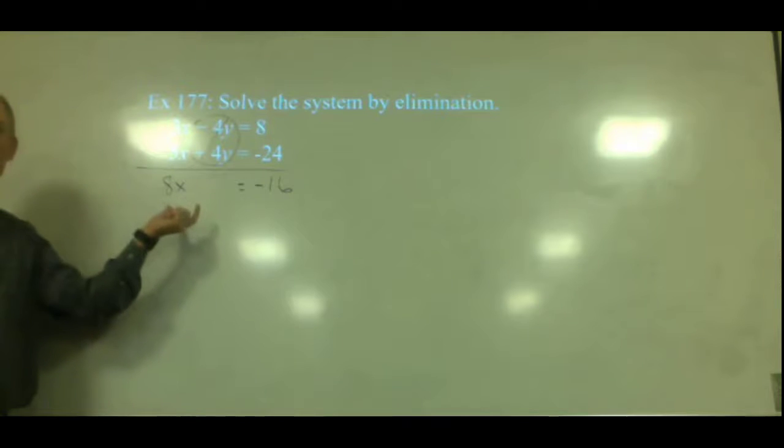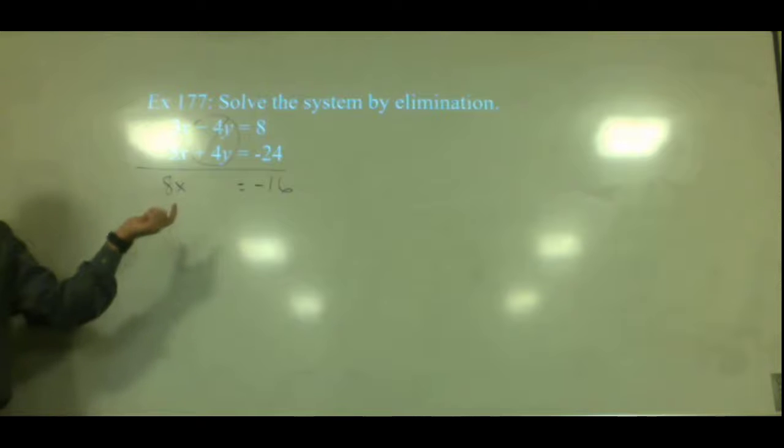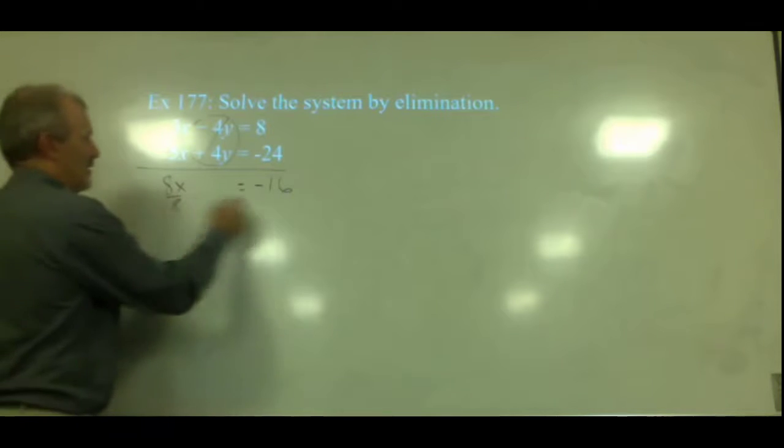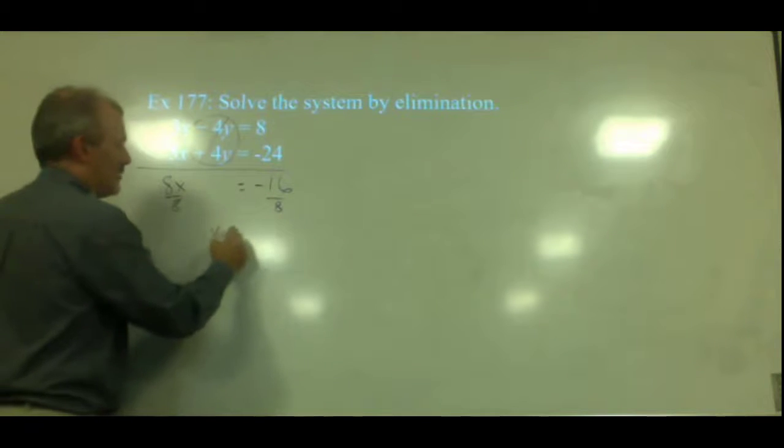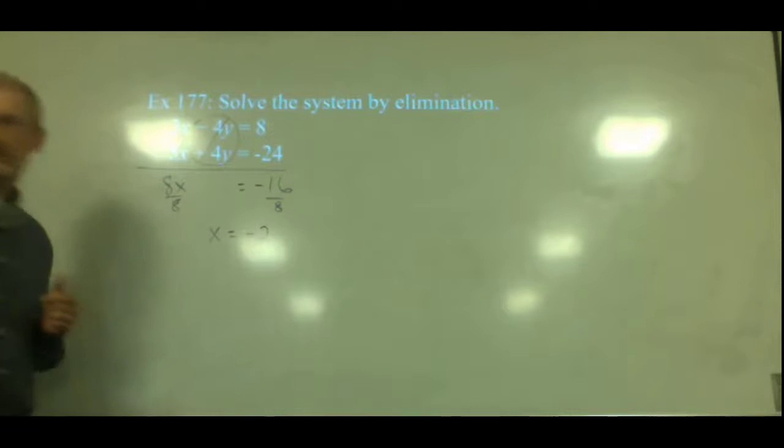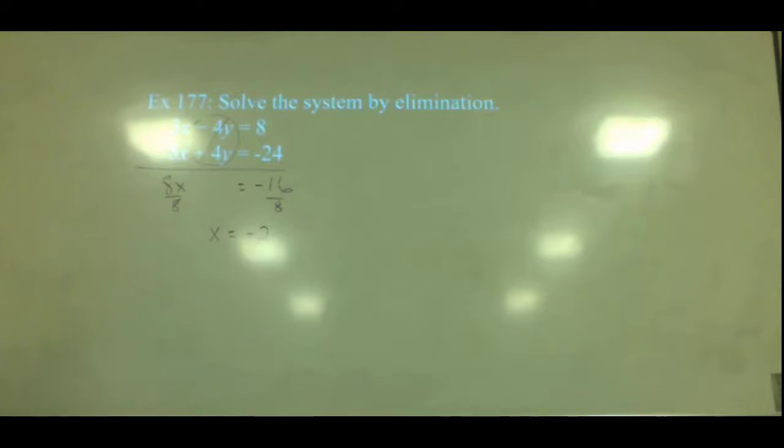And do you see how we get an equation we can solve very quickly here? What do we do to solve this? Divide by 8. And we find out that x equals negative 2. Now, once we know that x equals negative 2, what do you think we might want to do with this? Substitute. Yeah, we're going to substitute it back in to either one of the equations. It doesn't matter which one.